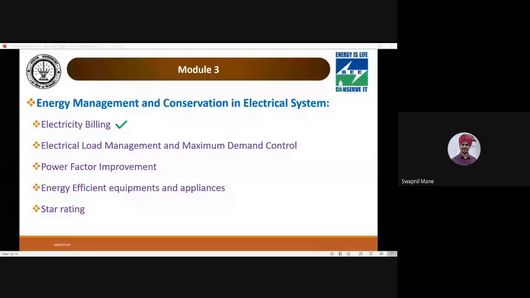Anybody? Fixed cost, fuel cost, transmission cost. Yes. Anybody else? Other than this, yes, fixed charges, LT and HTS, low tension consumer, high tension consumer, tariff structure is different. Moratorium charges, no.